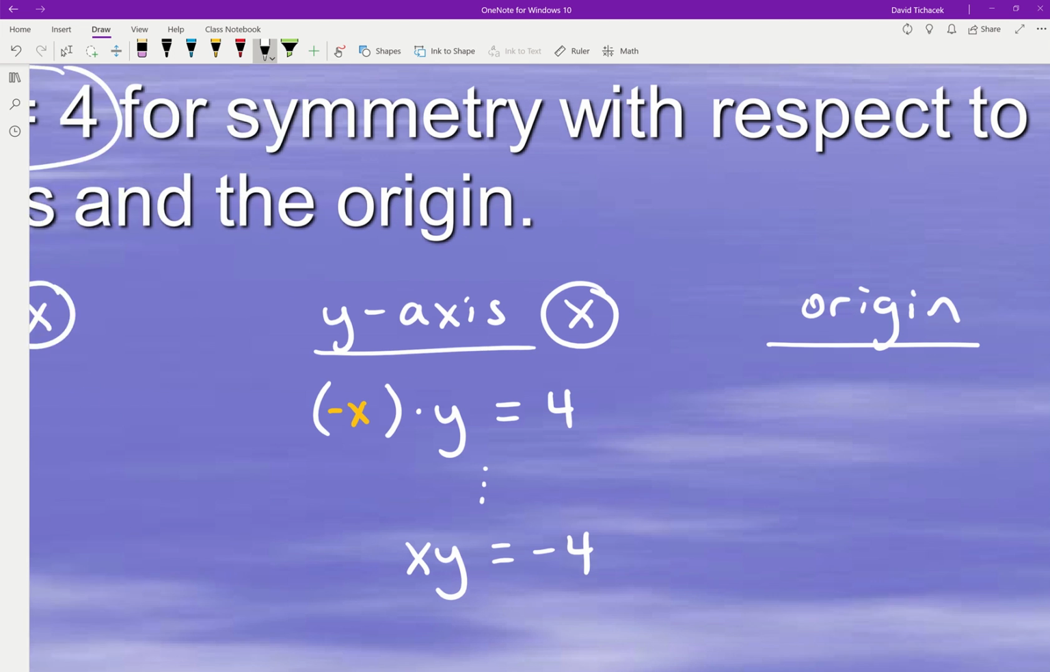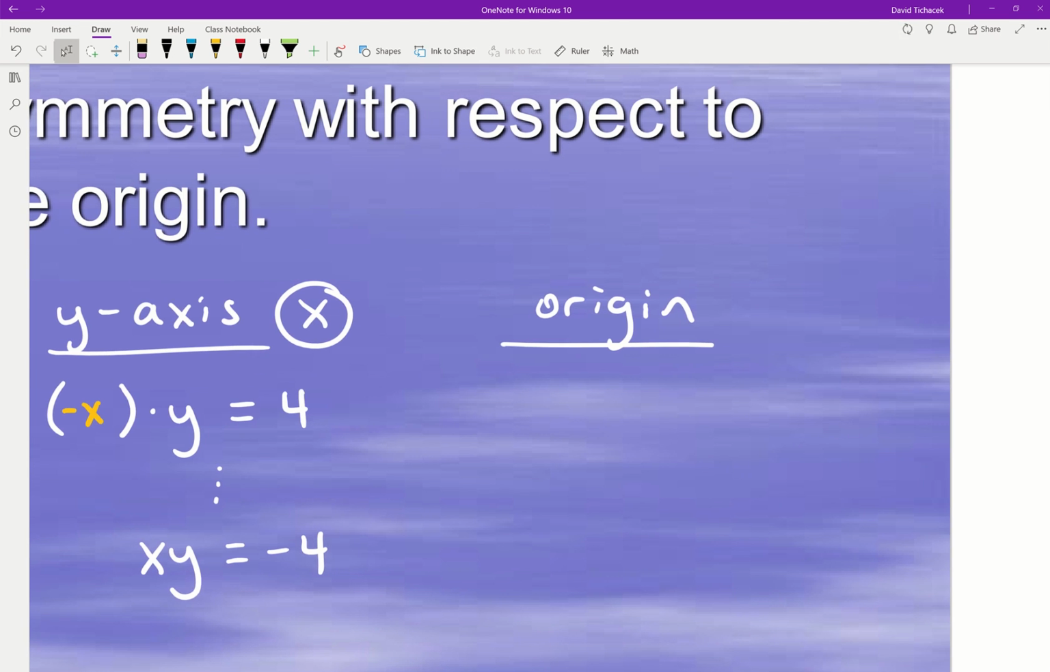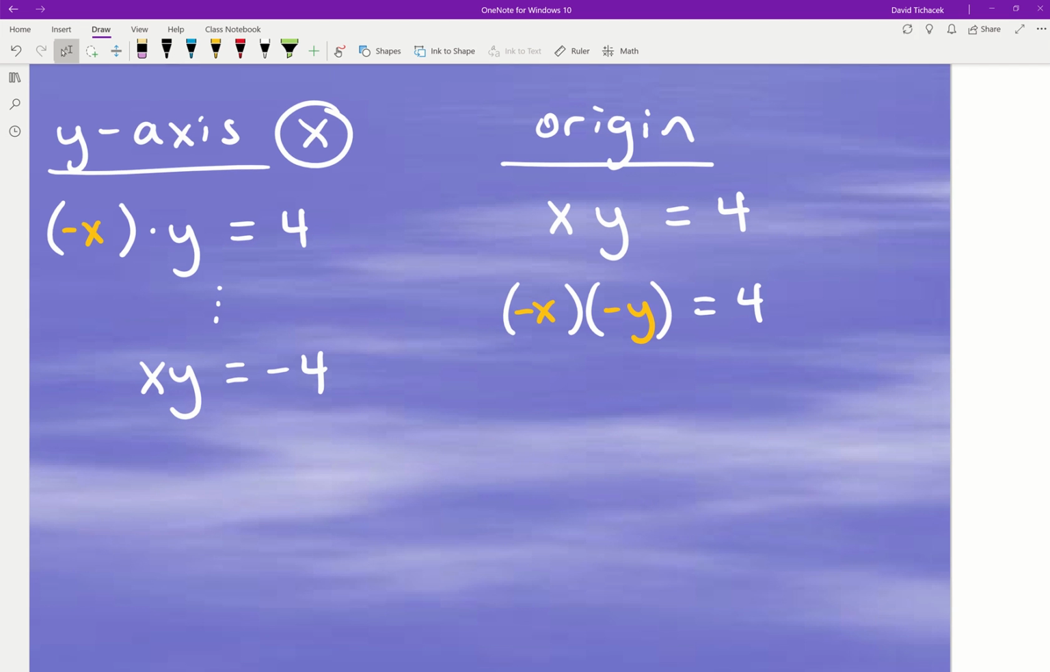However, remember that the origin symmetry requires that you test both. So what if we were to start with our original equation here? This is what we want to be the same as when we're all done. And replacing x and y with negative x and negative y, we're going to see what ends up happening here. Well, you might see where this is going, because a negative times a negative does make a positive, so this is going to end up being x times y is equal to 4, and that is the exact same as what we started with.